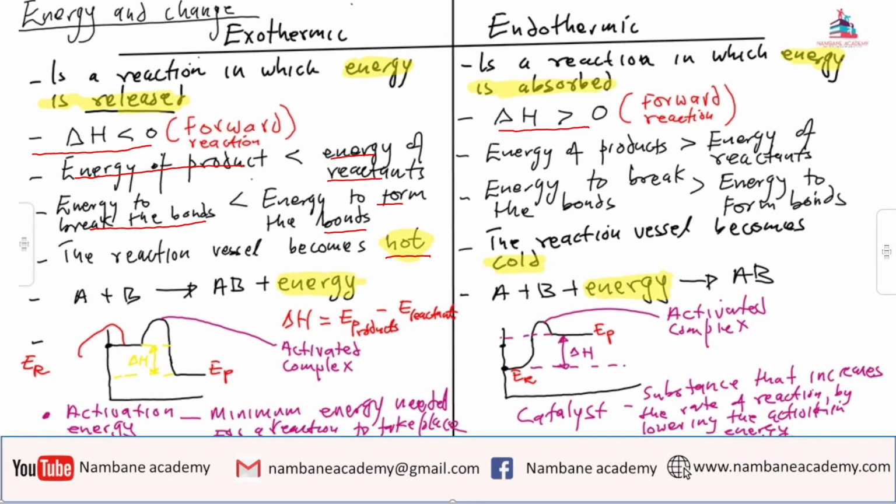Then it can be in the form of an equation itself, a chemical equation. Reactants A plus B give us AB and the energy is released. That is another way of saying this reaction releases energy. It can be A plus B plus energy gives AB as the product, but because the energy is on the side of the reactants, it basically means the energy was absorbed for this particular reaction to take place.